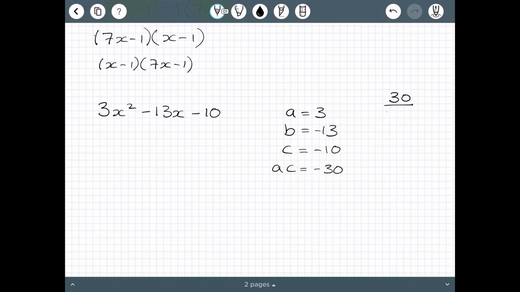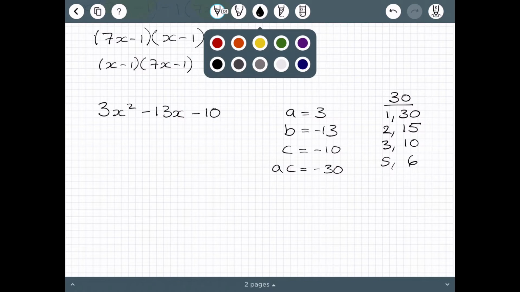Well, let's look for our factors. 1 times 30 is 30. 2 times 15 is 30. 3 times 10 is 30. 4 doesn't go into 30. 5 times 6 is 30. Okay. 6 times 5 is 30, and we've started to repeat, so we stop there. So all of these factor pairs will multiply to make 30. However, we have to pick the correct pair that adds to make negative 13.